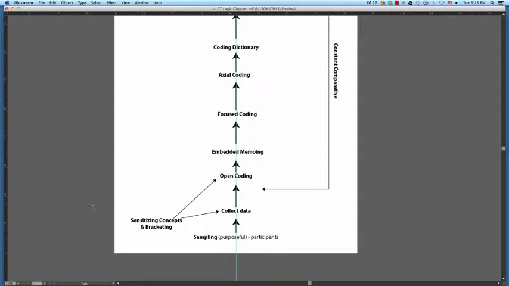So basically, in this process, what we started with was sampling, and it was purposeful sampling. So we chose the participants, or the scenes really, in the movie that we wanted to observe and collect data on. So next in the process, we took field notes and we did embedded memoing.